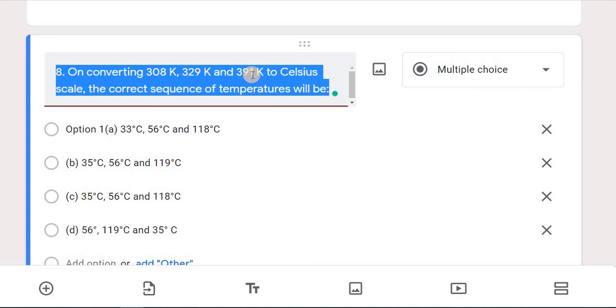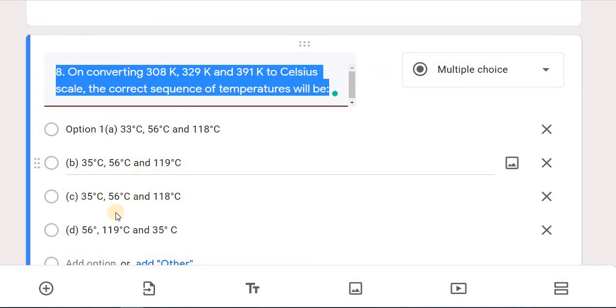is in the Celsius scale. So if we subtract 273 from 308, then we get the answer 35. The second one, if you subtract 273 from 329, then we get 56. And the third one, 391. If you subtract 273 from 391 Kelvin, then we get 118 degrees Celsius.